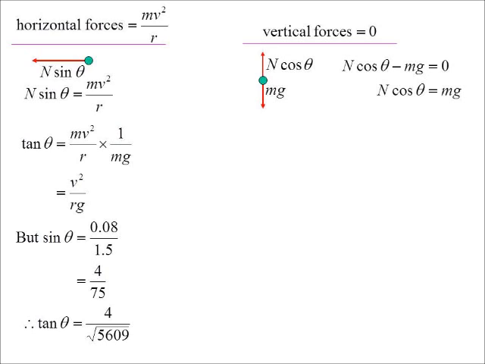Someone work out 4 on 75. Someone work out 4 on the square root of 5,609. Let's see how close they actually are. Very, very close. So what was 4 on 75? 75 is 0.053 of theta. And then 4 on root 5609 is 0.05340.